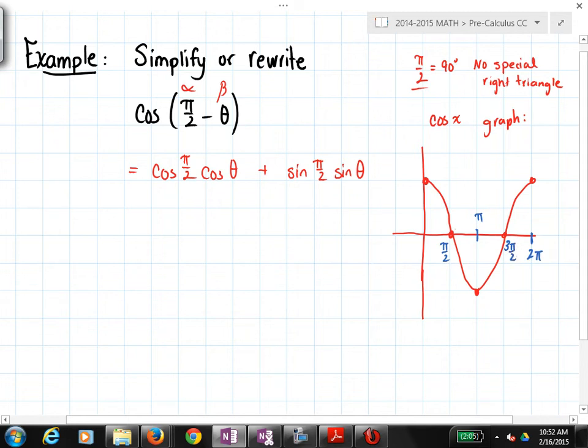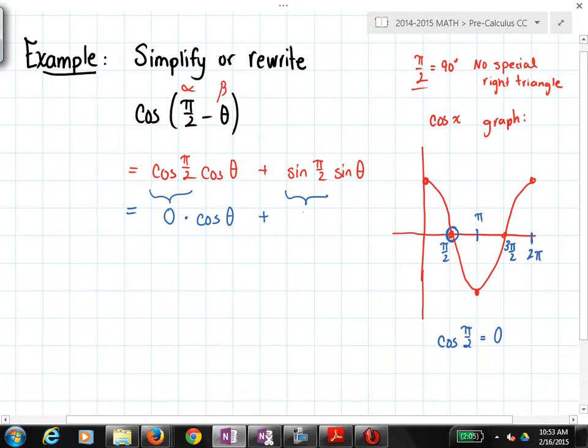Now we want to know what is the value of cosine at pi over 2. So according to my sketch, what is the value? Cosine of pi over 2 is equal to what? 0. So now I'm just going to replace that. This is going to be equivalent to, instead of cosine of pi over 2, well, no, not cosine 0, just 0, because the whole thing is 0. 0 times cosine of theta plus, now I need to evaluate sine.